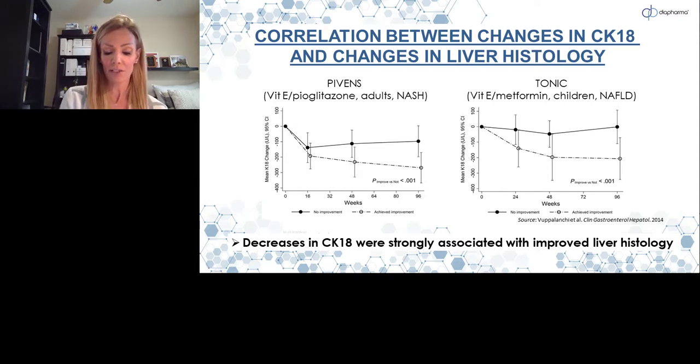The graphs in this slide don't actually show overall treatment effect, but rather subjects were stratified into those showing improvements in liver histology, which is represented by the open circles, and those showing no improvement, shown in the filled circles, and their CK18 values were correlated. And as you can see here, for both studies, individuals that had histological improvement also had greater decreases in CK18. I should probably mention that changes in ALT, which is another commonly used biomarker, also discriminated changes in liver histology in these studies.